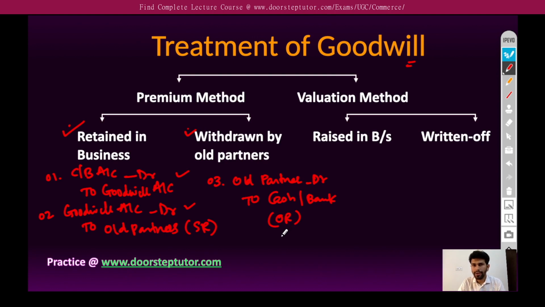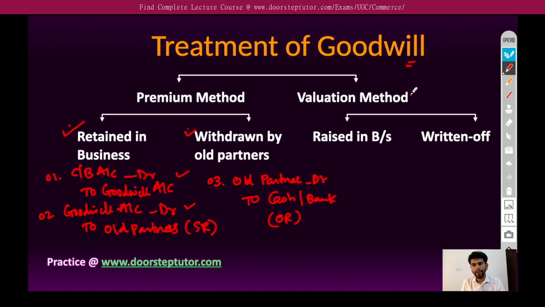One point to note here is if the incoming partner pays the amount of goodwill to old partners privately, outside of the business, then no journal entry will appear in the books of accounts.